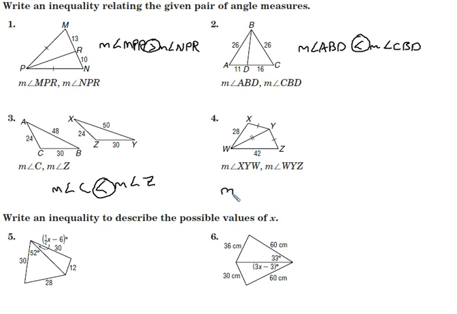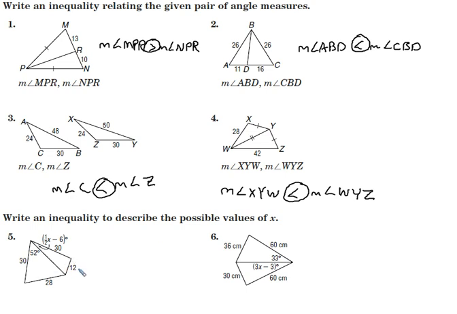Okay, and now we're finally on this set, we're comparing the measure of angle XYW with that of the measure of angle WYZ. Okay, XYW is opposite 28, WYZ is opposite 42. The WYZ angle is opposite the longer side, so we will read this as the measure of angle XYW is less than the measure of angle WYZ.